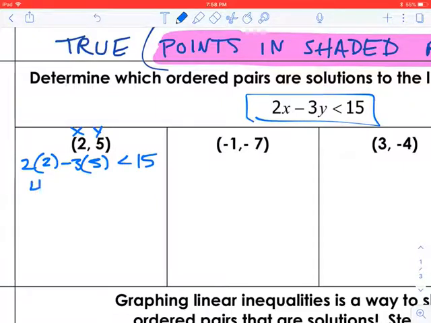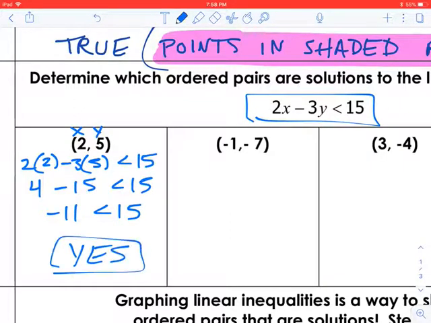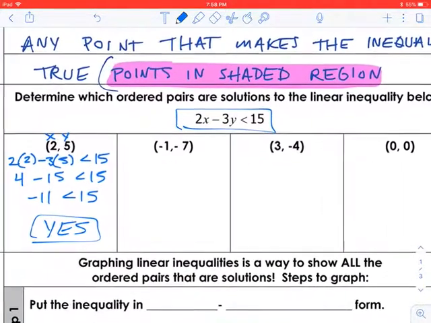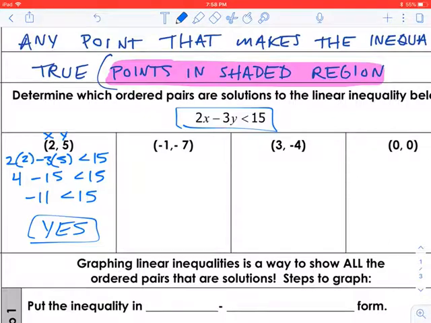So let's see if it's true. So I've got 4 minus 15, less than 15. That's negative 11, less than 15. Well, negative 11 is less than 15, so that would be a solution. Okay, and same thing for the others. Let's skip to the 3, negative 4.